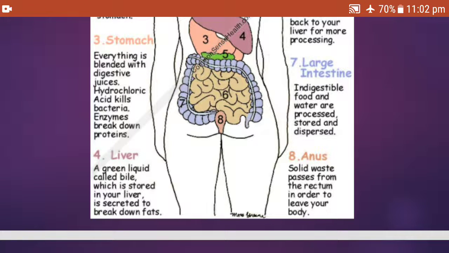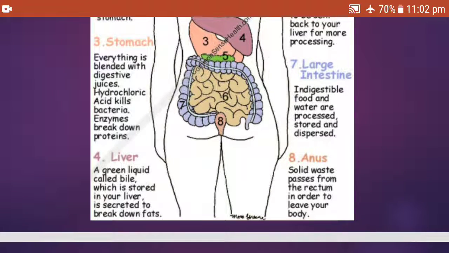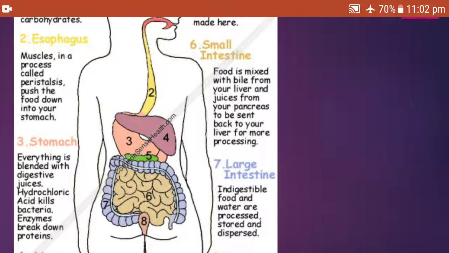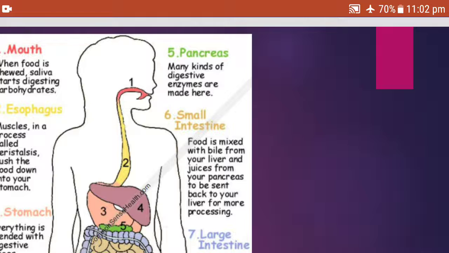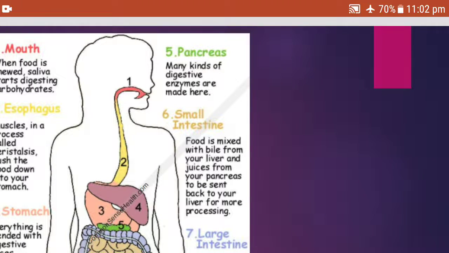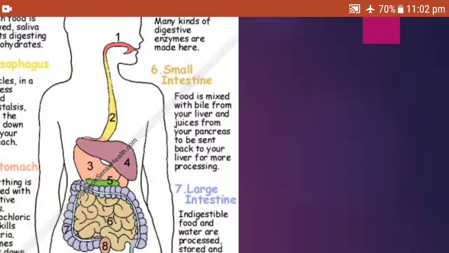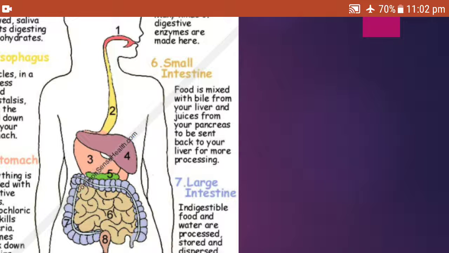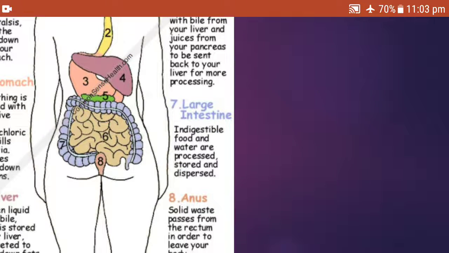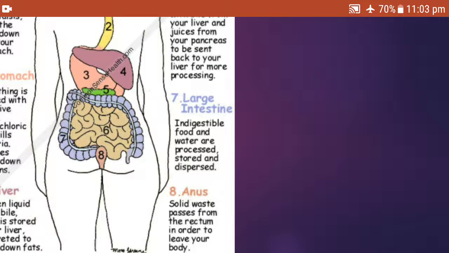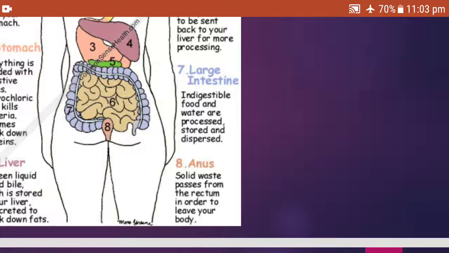The liver secretes the bile juice, which is stored in the liver and which breaks down the fats, which is called emulsification. Pancreas also secretes the pancreatic juice, which contains the enzymes which act on carbohydrates, proteins, and fats. Small intestine receives the already digested food, and further digestion and absorption takes place in the small intestine with the help of microvilli. And large intestine, where the absorption of water takes place and the undigested waste is stored in the rectum, and the solid waste passes through the rectum in order to leave your body.